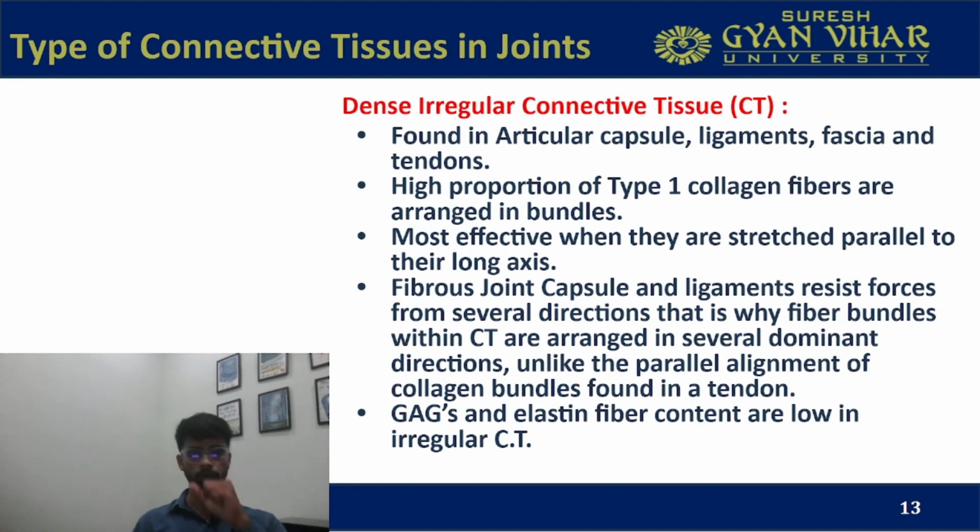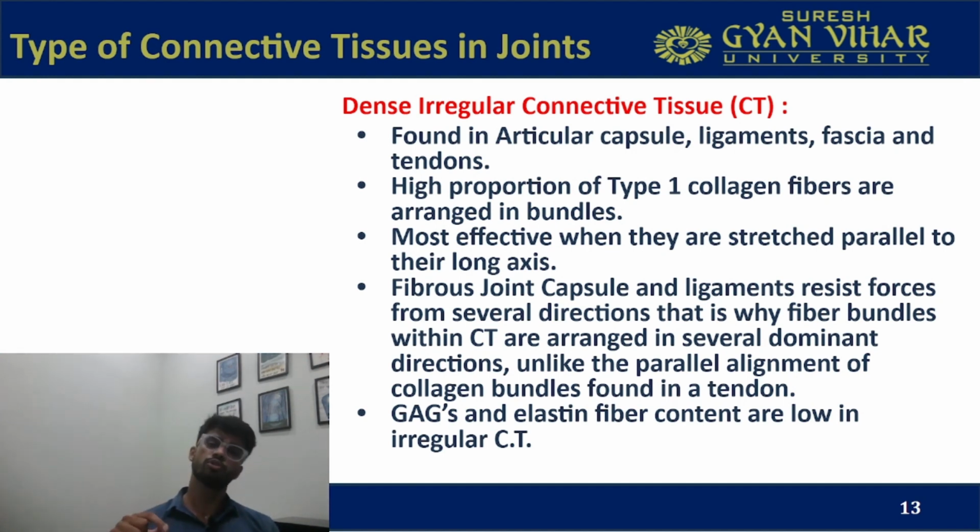So first of all, there is dense irregular connective tissue. They are dense, they are irregular, and they are connective tissue because they are connecting two tissues in our body. They are found in the articular capsule. The articular capsule is a very important structure of a joint. They are present in ligaments, fascia, and tendons. All these structures function to provide stability to the joint.